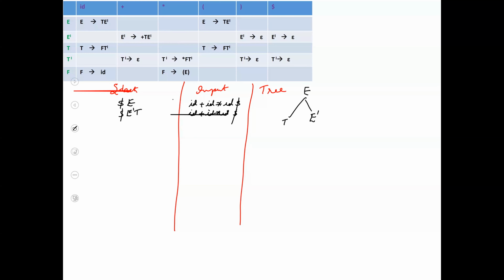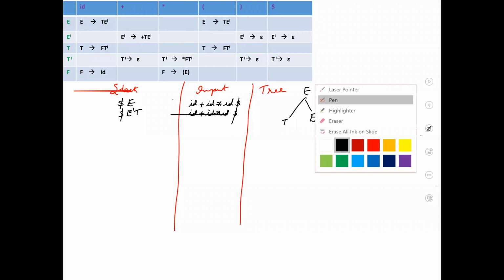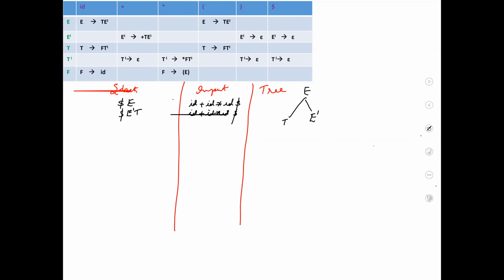Okay, but when you put it in the stack, you will be doing it in the reverse order. Once that is done, let's go for the next one. ID, ID, you will be replacing it with FT dash. When you put it in the stack, you will be putting it in the reverse order. So replace T with T dash F. ID plus ID into ID dollar.